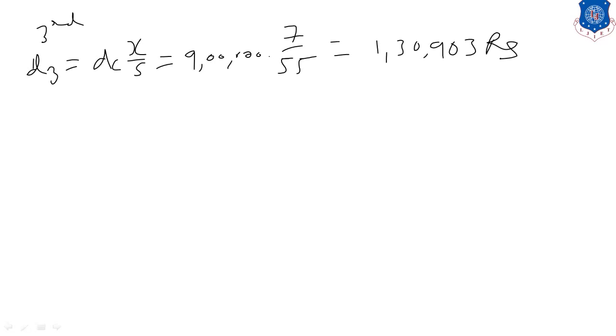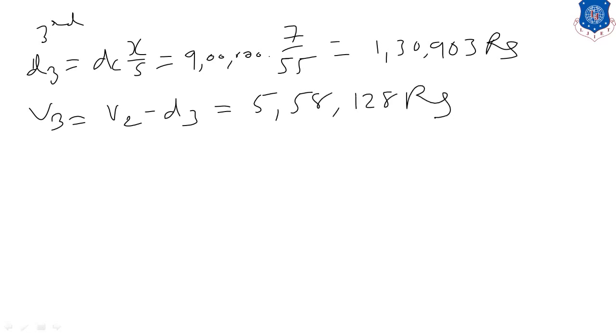Now let's calculate the book value for the third year, which can be given by V3 equal to V2 minus D3. We will get the book value minus this depreciation amount, which is 5,58,128 rupees. So this is the book value at the end of the third year for that particular equipment.